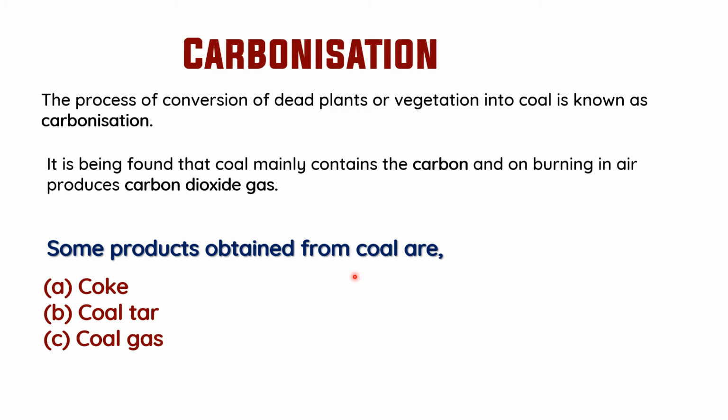Then some products obtained from coal. Some other products are also obtained from coal. They are coke, coal tar and coal gas. So these three are the main things. We will see in detail what coke, coal tar and coal gas are.